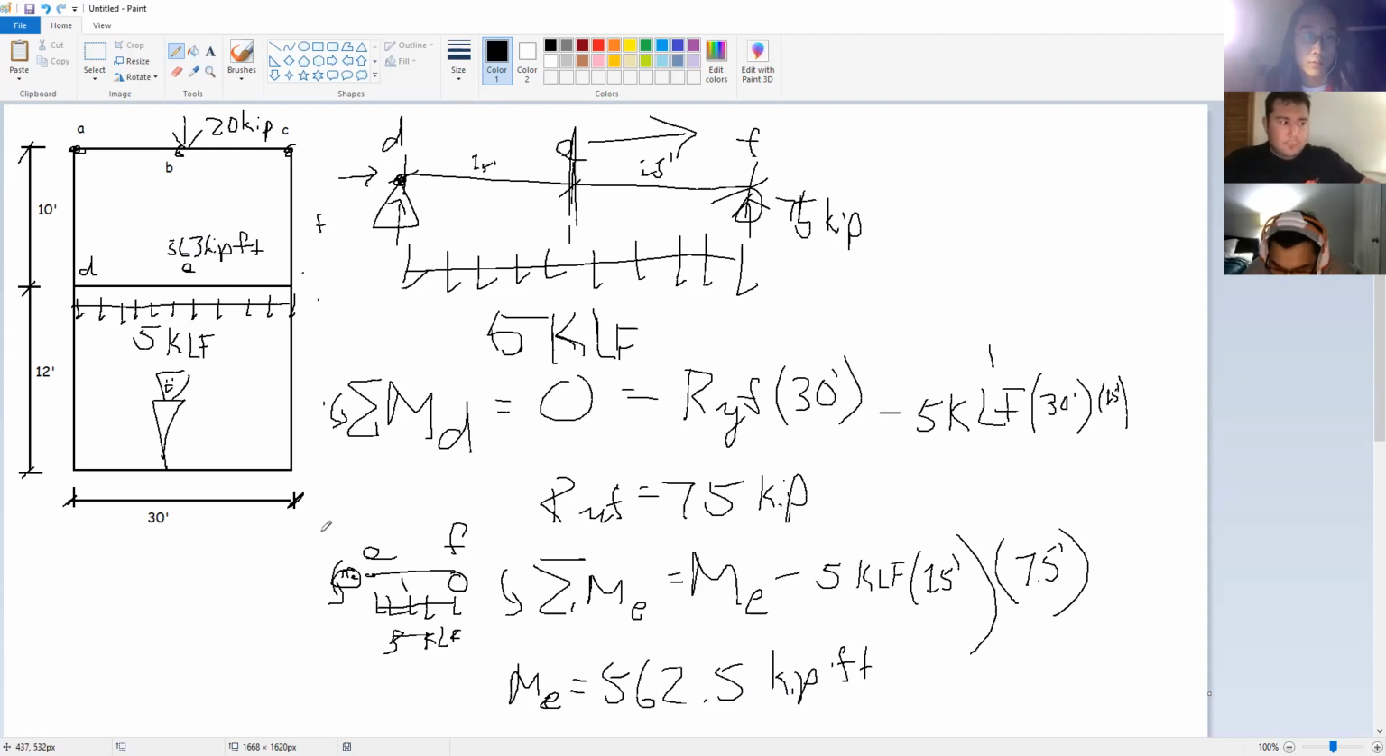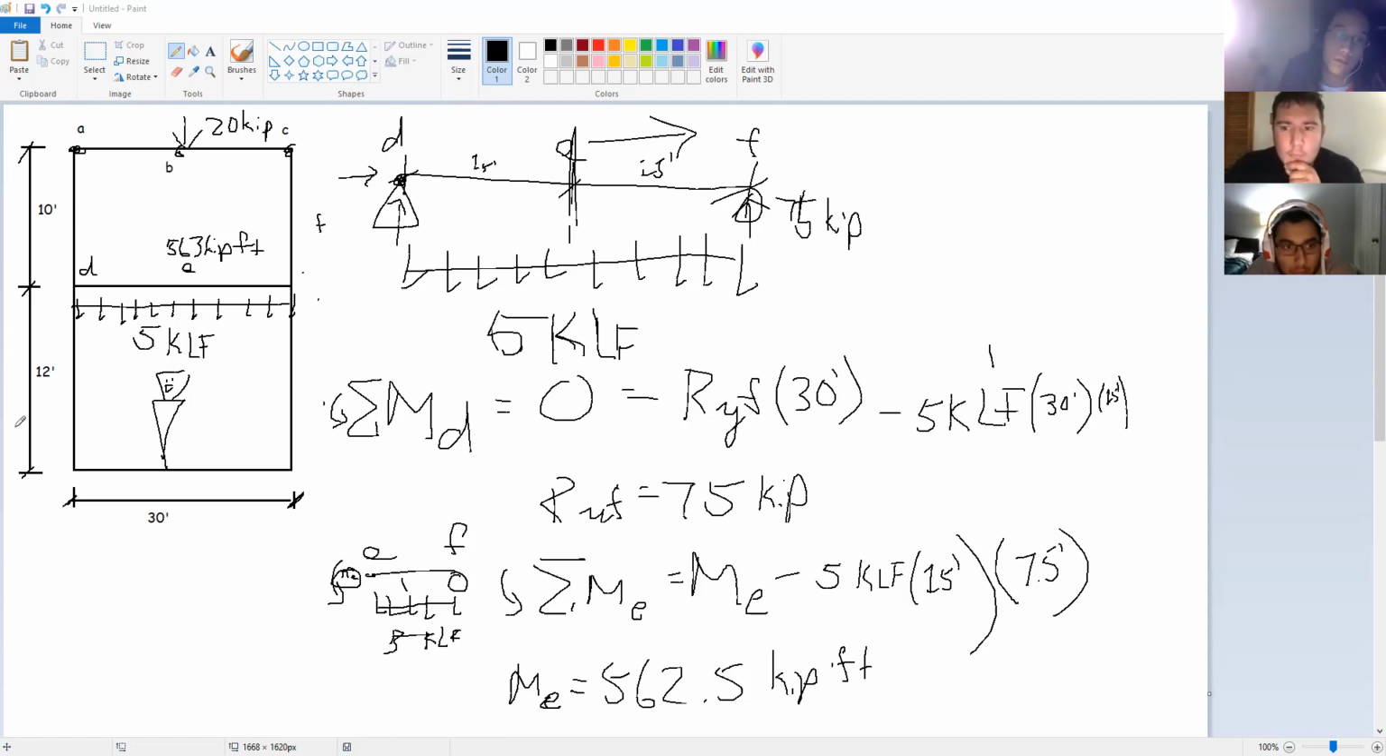So we found the bending moment at B, and now we also found the moment at E. It's also a bending moment. It's the same thing, because remember, we're cutting it in half and taking the internal forces, the P, V, and M.